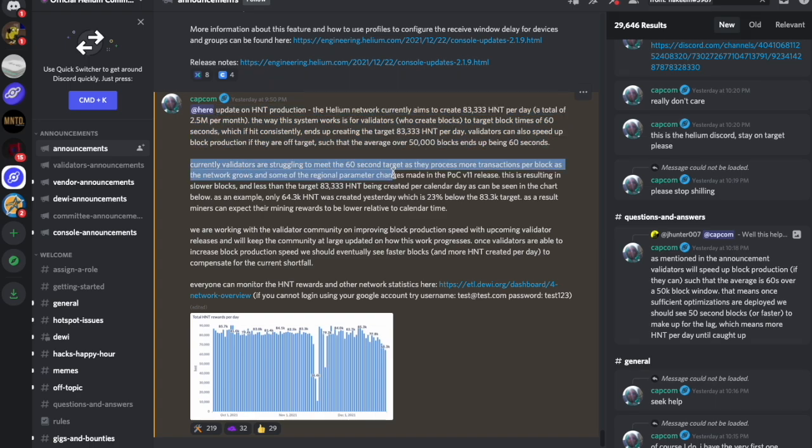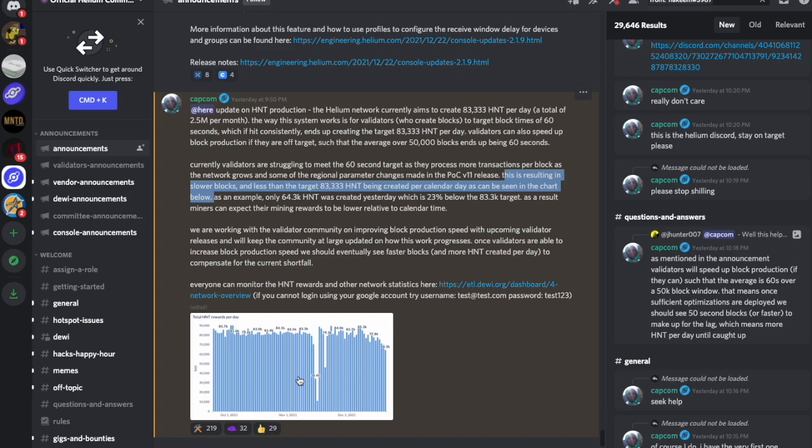And as you can see, he goes on to say, currently validators are struggling to meet the 60 second target as they process more transactions per block as the network grows and some of the regional parameter changes made in the POC V11 release. So it seems like the release and the new network requirements are causing a little bit of a strain on the block production time. He goes on to say this is resulting in slower blocks and less than the target of 83,333 HNT being created per calendar day, as can be seen in the chart below.